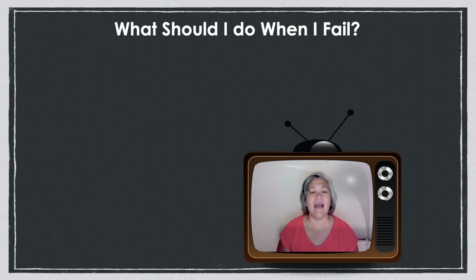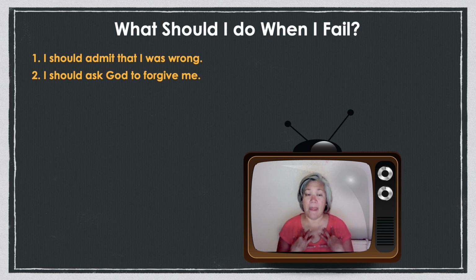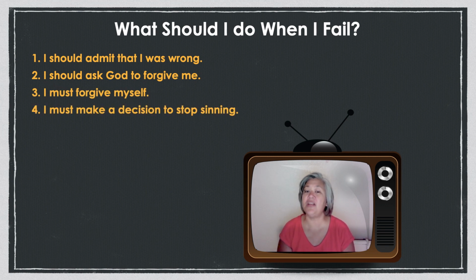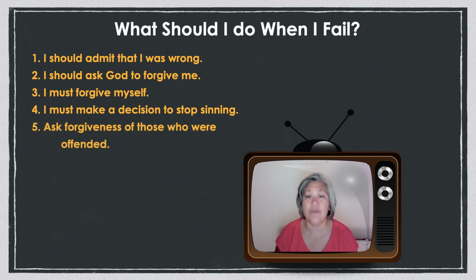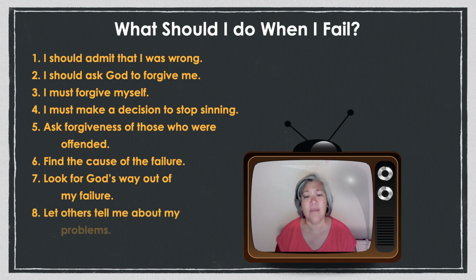And here we have some steps that you can go through. 1, I should admit that I was wrong. 2, I should ask God to forgive me. First, make it right with Him. 3, I must forgive myself. 4, I must make a decision to stop sinning. 5, ask forgiveness of those who were offended. 6, find the cause of the failure. 7, look for God's way out of my failure. 8, let others tell me about my problems.